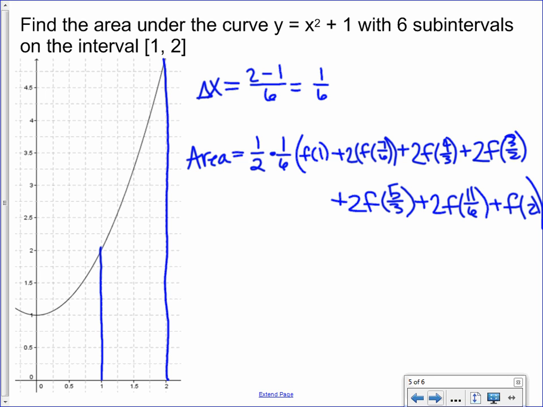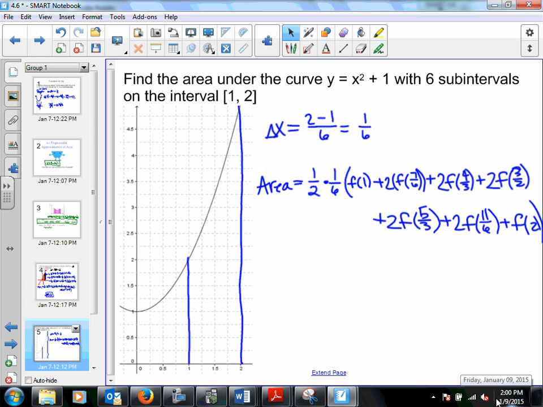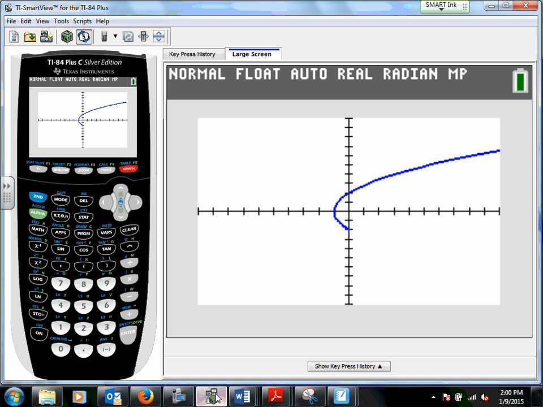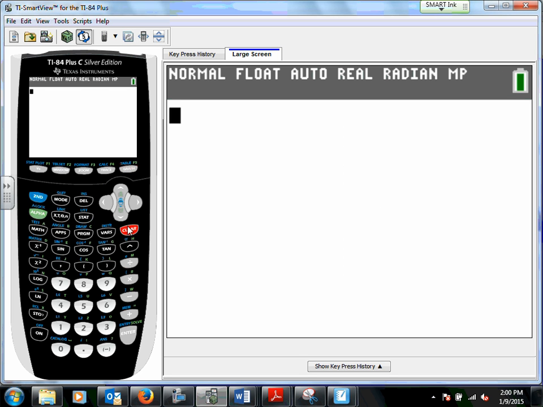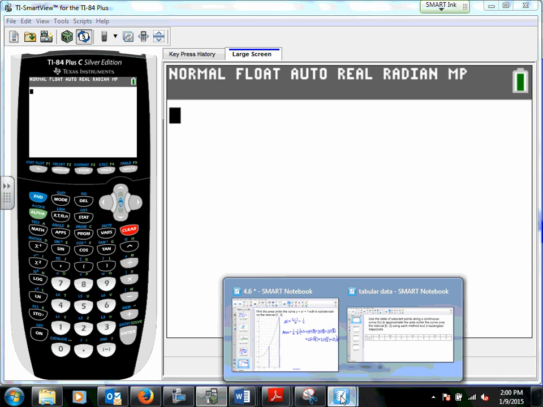Now, Jackson mentioned that you can use the table on your calculator. I kind of like that idea. If you get to have your calculator on a problem like this, you could use it. What was our function? x squared plus 1? That's not hard to do without a calculator, is it? It is? Okay.